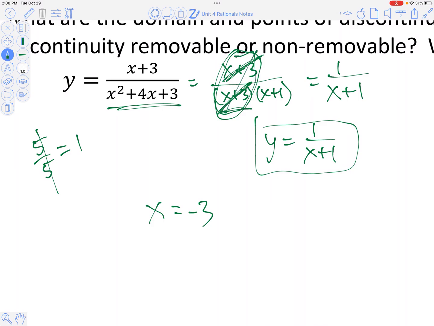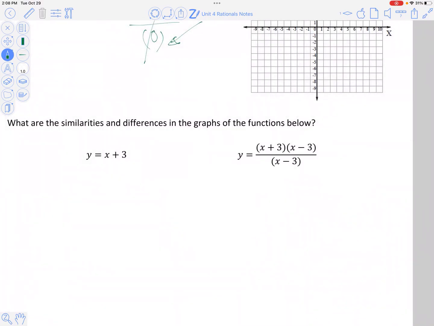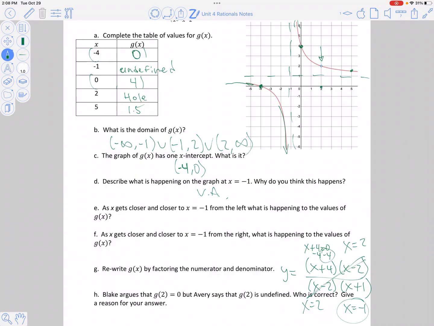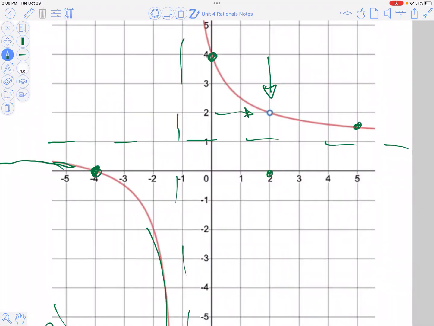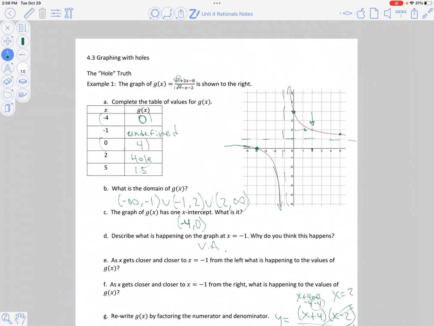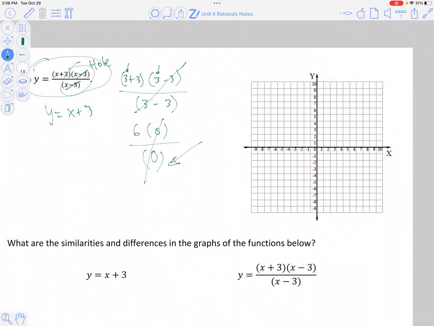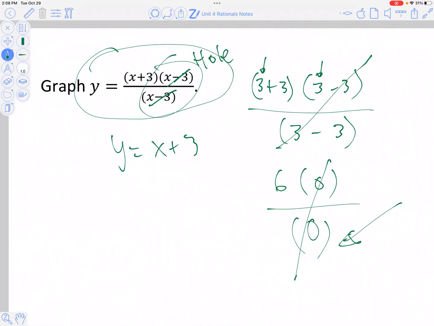Now the hole, as you can see from the graph, okay, it's not just wherever you want to put it. We can see there's also a y value that it lines up with. So the hole is going to have an x and a y. Okay, so you find the x.